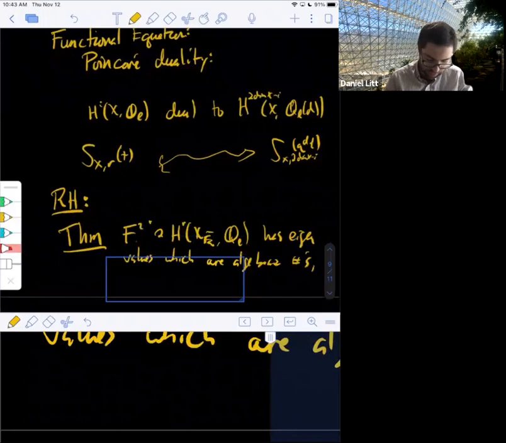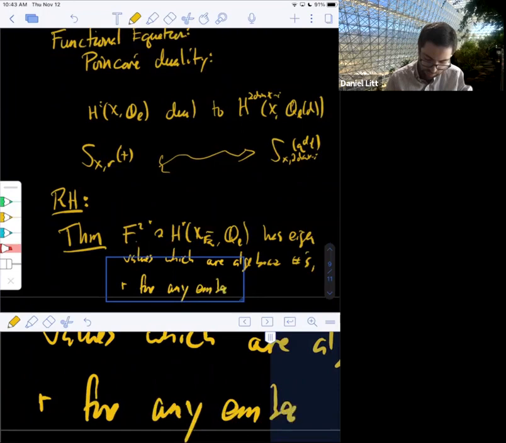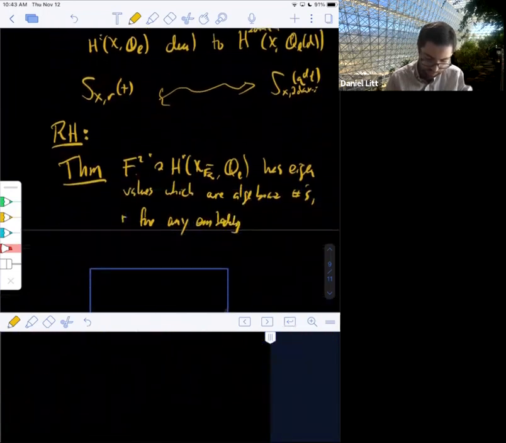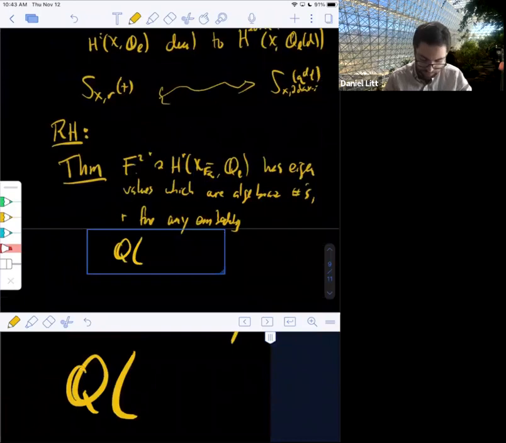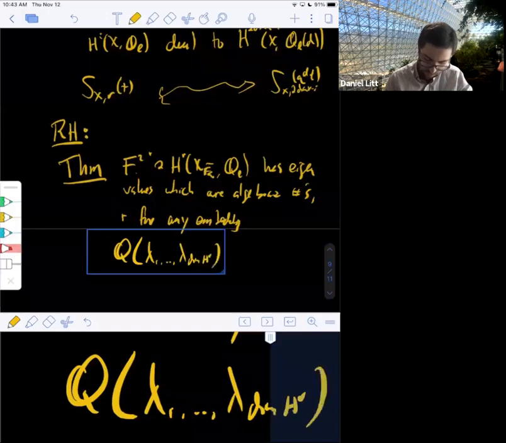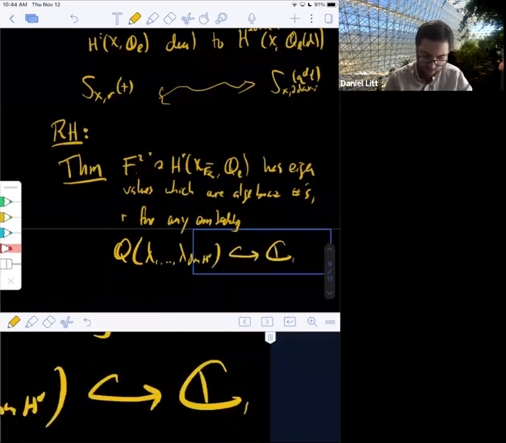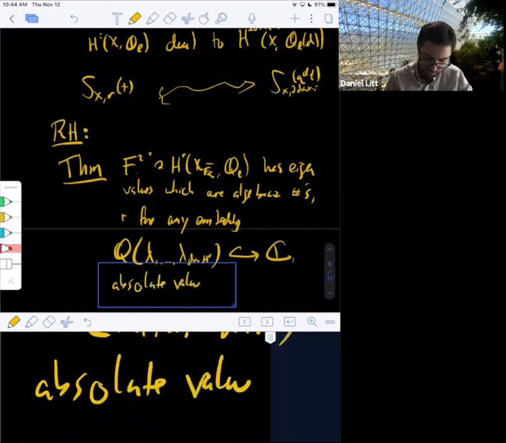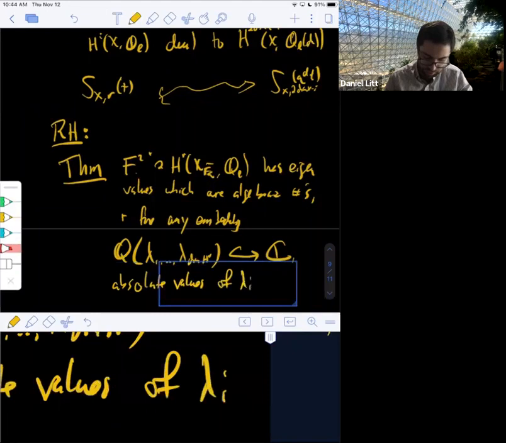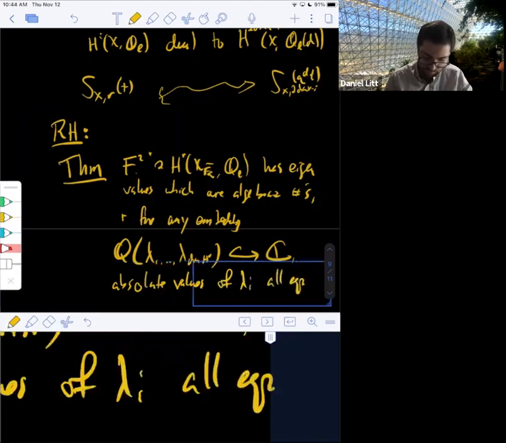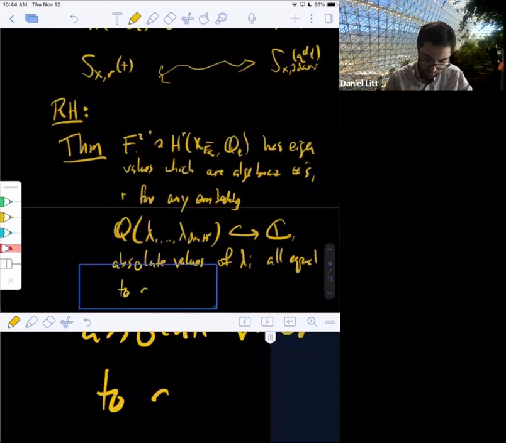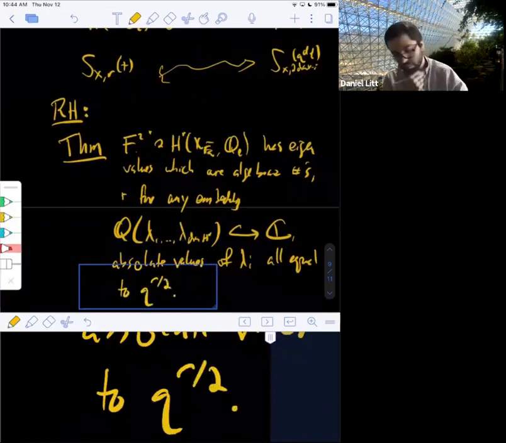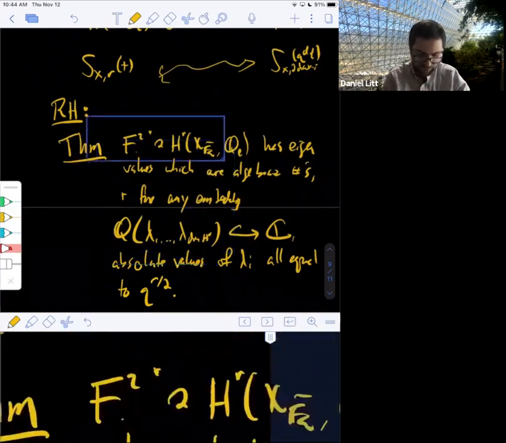And for any embedding of Q adjoin the eigenvalues inside C, their absolute values are all equal. The lambda i are all equal to q to the r over 2. Okay, and here X is smooth and projective.